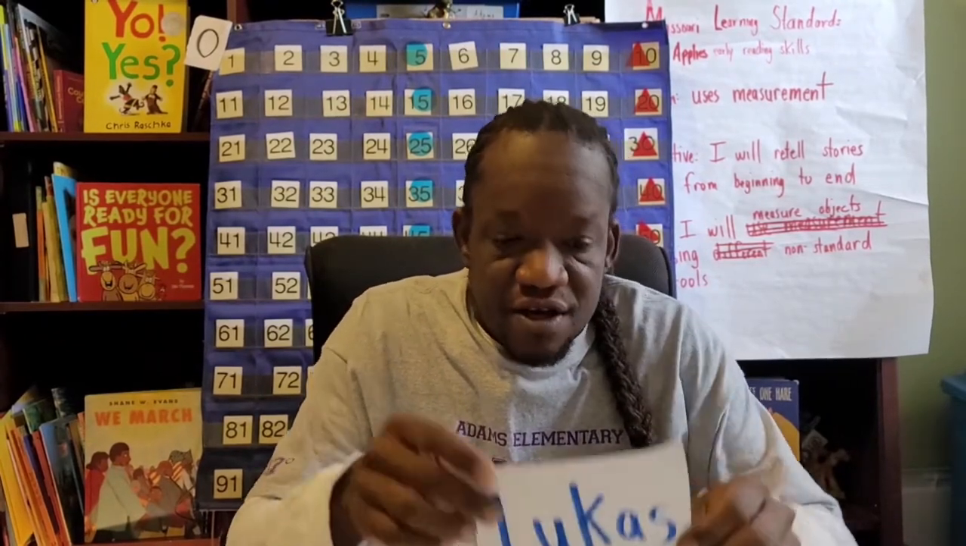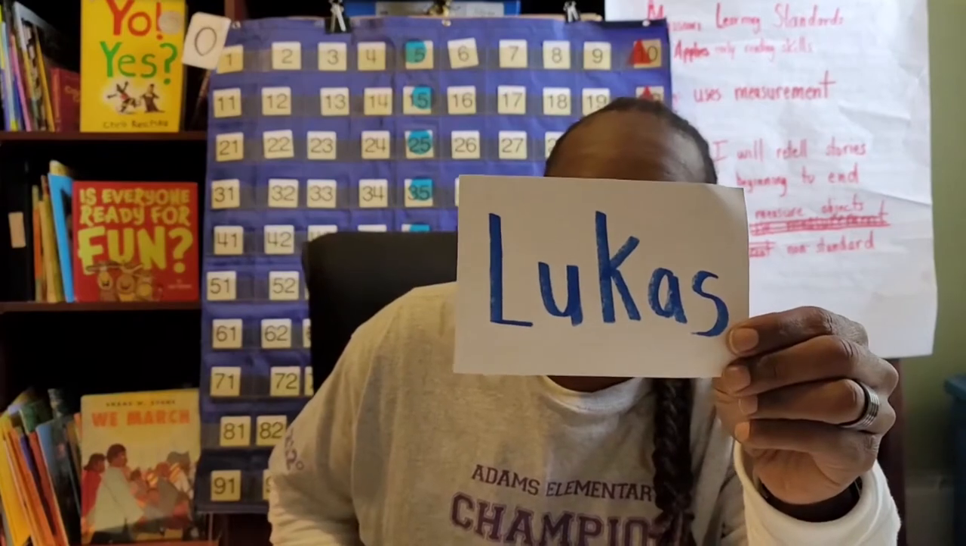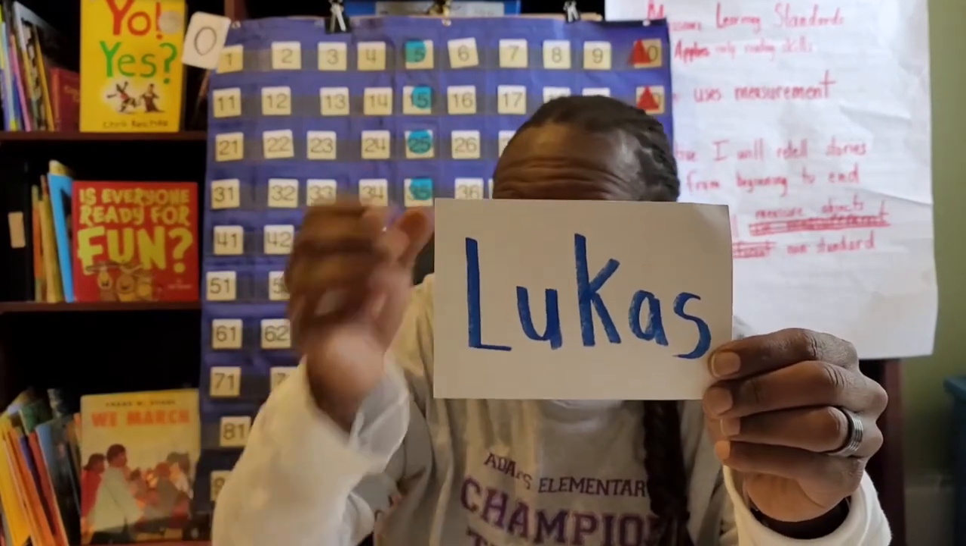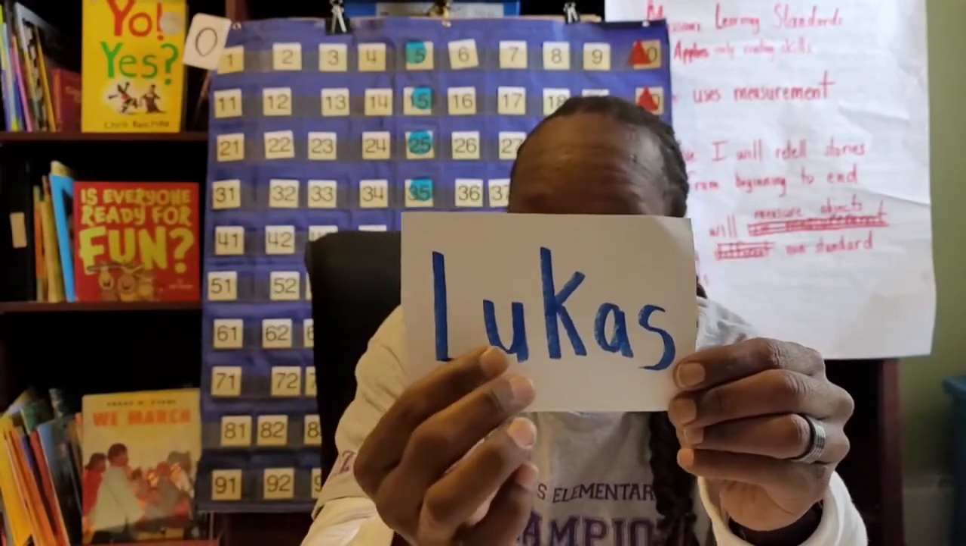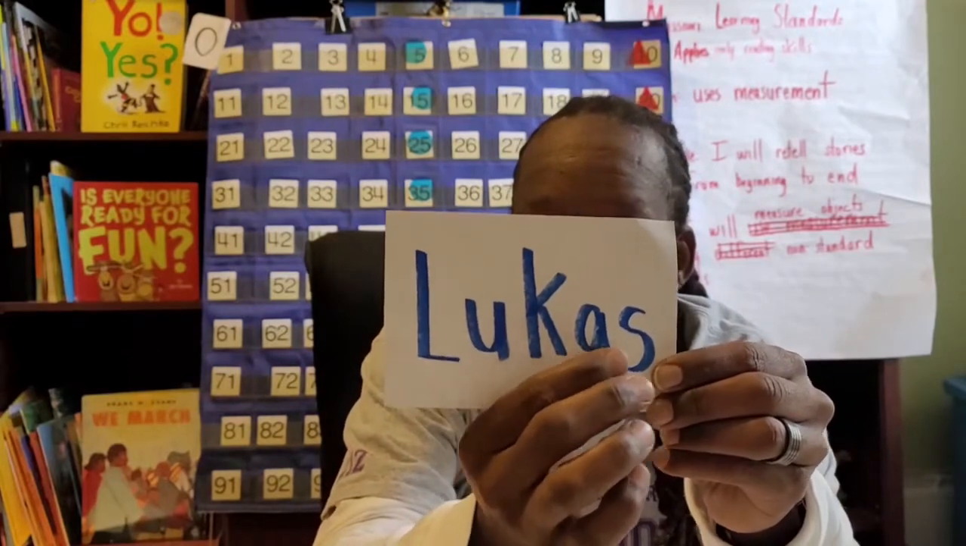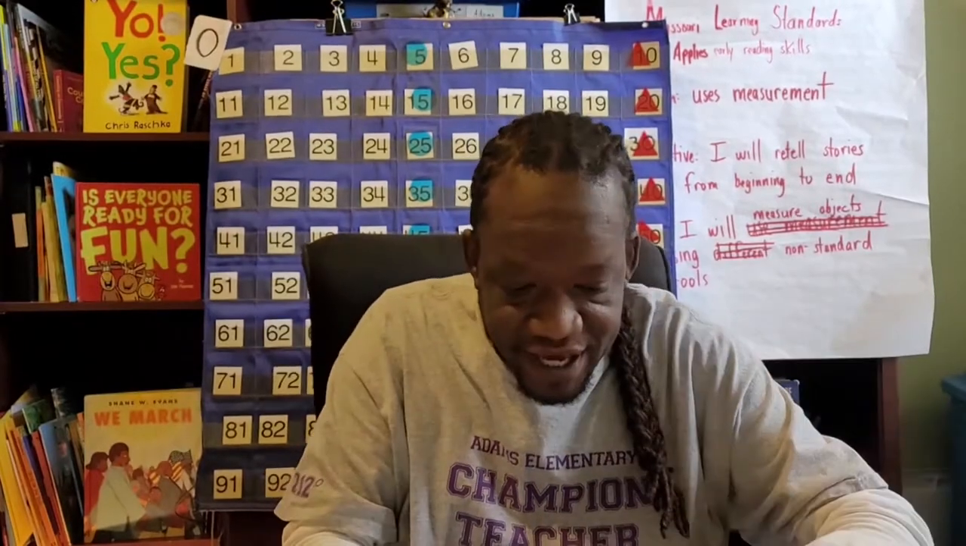All right. Let's look at my friends' names, and we're going to count their letters today. Whose name is this? Lucas. Hi, Lucas. Let's count his letters. 1, 2, 3, 4, 5. Lucas has 5 letters. Thank you for watching, Lucas.